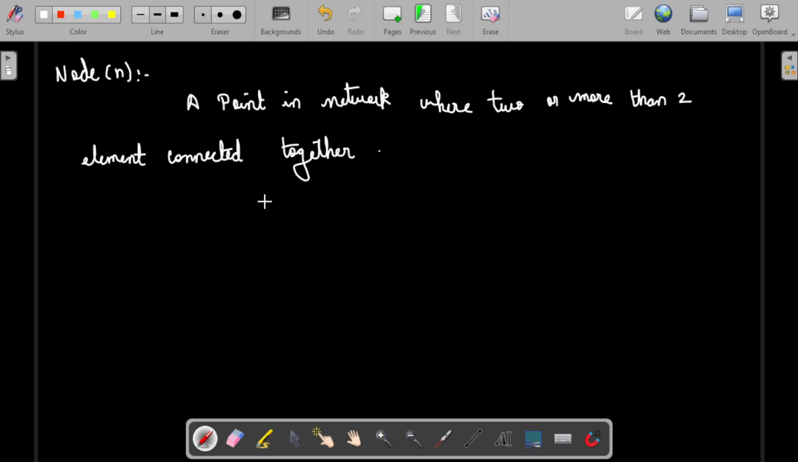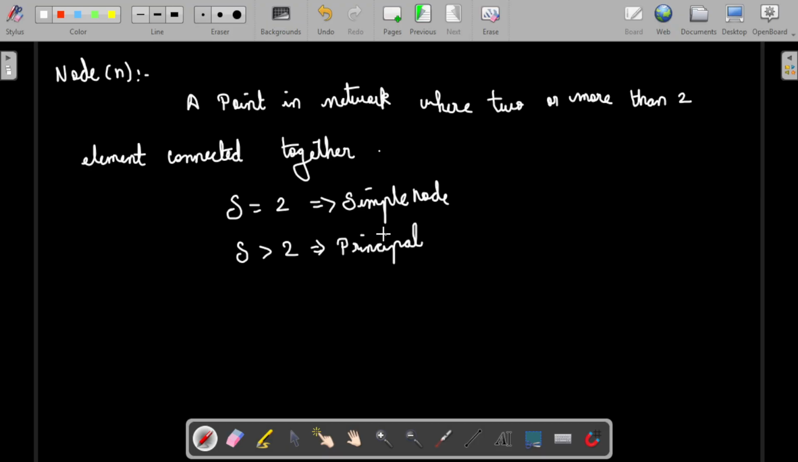Generally, the degree of a node is nothing but the number of elements connected to it. If the degree of the node is 2, then that is a simple node. If the degree of the node is greater than 2, meaning more than two elements are connected at the same point, then we call that a principal node. That is the normal difference between these things. Please make a note of it.